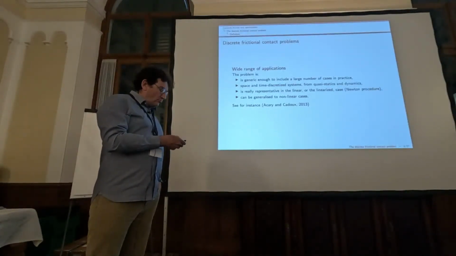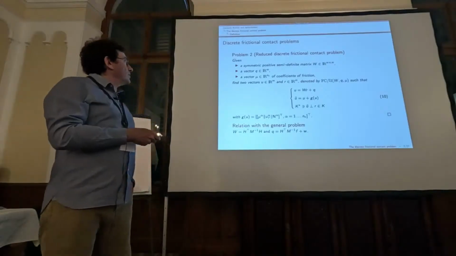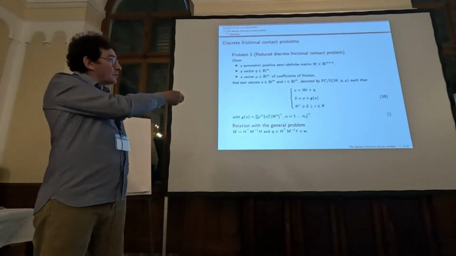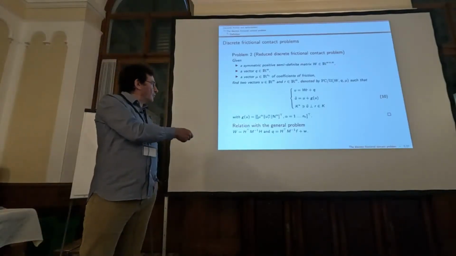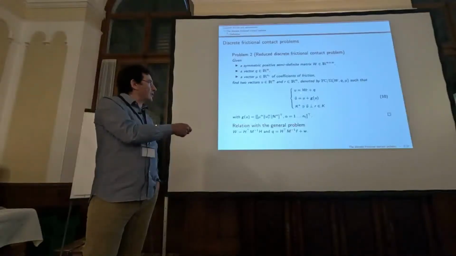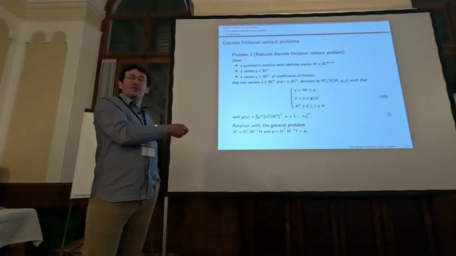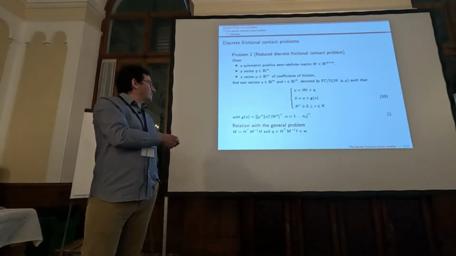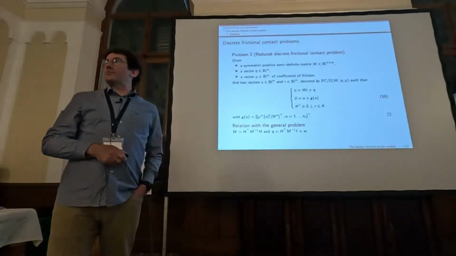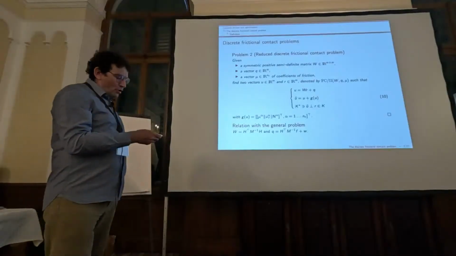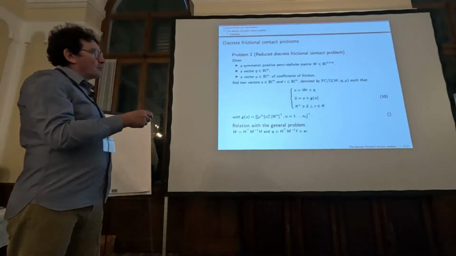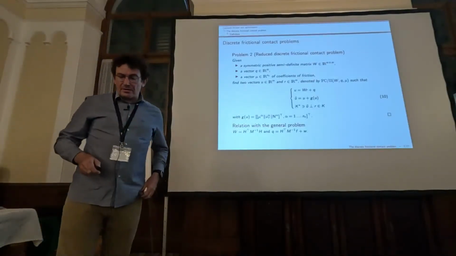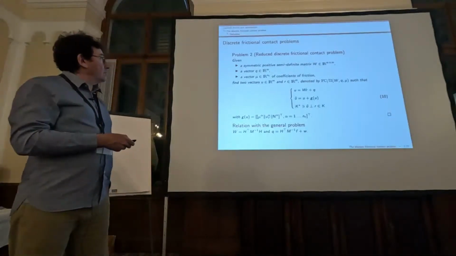I just want to mention that this problem can be reduced on the contact variable. By computing the inverse of the mass matrix, you can have this type of formulation. So U is related to R through the matrix W, which is called sometimes the Delassus matrix. But from the numerical point of view, we prefer to keep the sparse large structure, the previous problem.